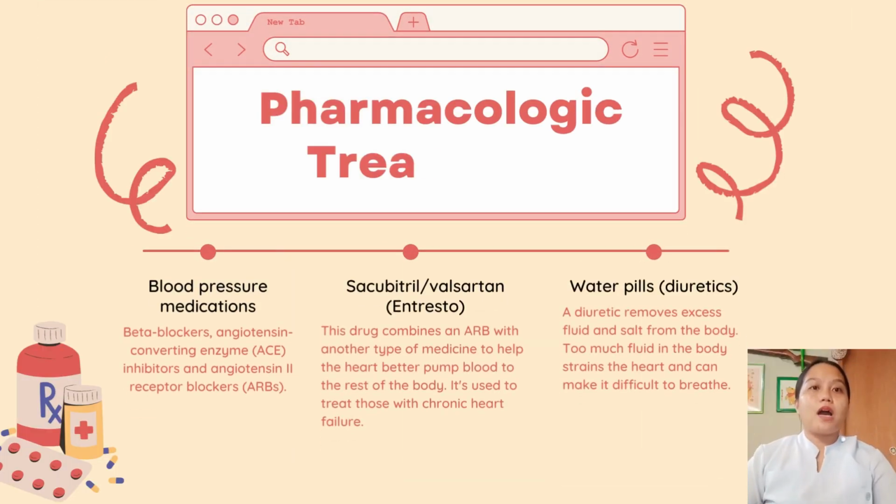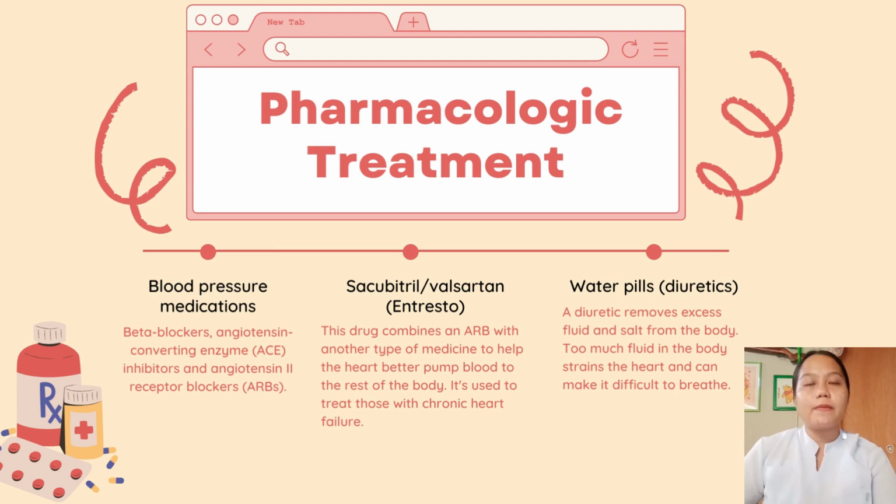Next is pharmacologic treatments. A combination of medications may be used to treat cardiomyopathy and prevent any complications. So medications are used to control the heart rhythm, help the heart pump better, lower blood pressure, then prevent blood clots, and lastly, reduce fluid from the body.